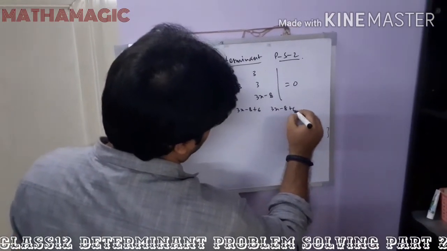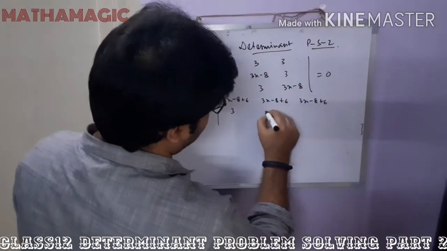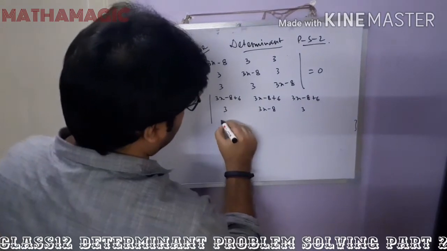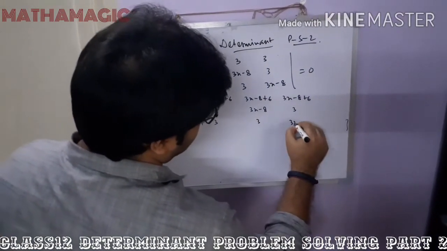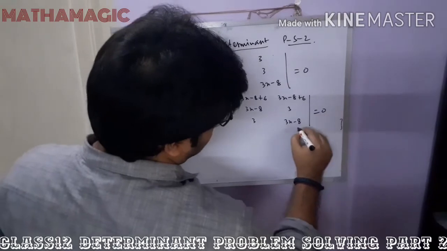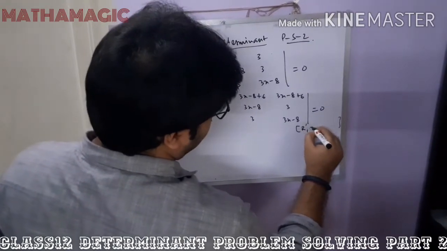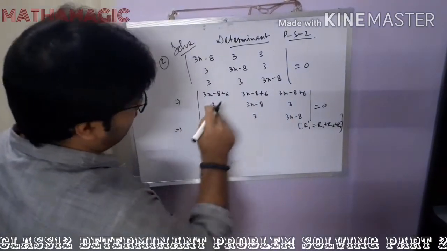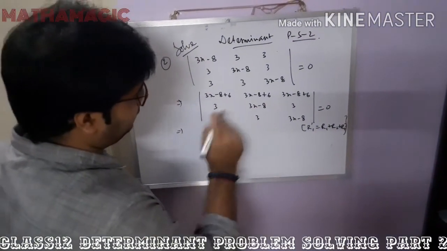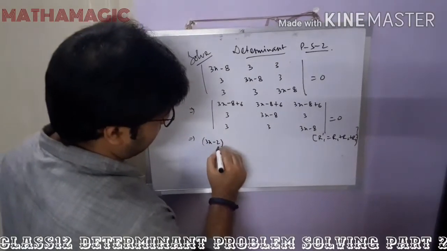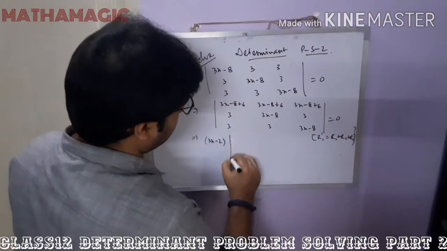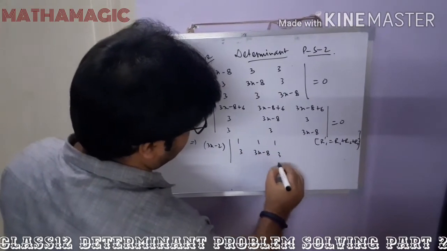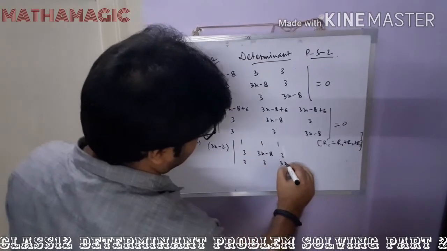So let the other rows be as they are: 3x minus 8, 3, 3, 3, 3x minus 8 equals 0. What we have performed here is r1 dash equals r1 plus r2 plus r3. See, in all the cases we are getting 3x minus 2. So let us take out the 3x minus 2 part. It will remain as 1, 1, 1, 3, 3x minus 8, 3, and 3, 3, 3x minus 8.